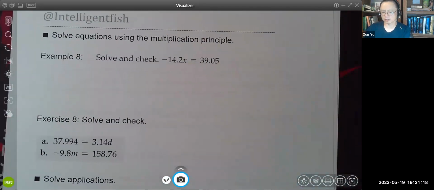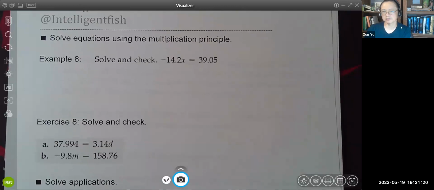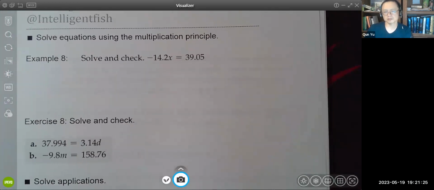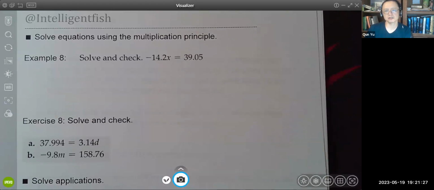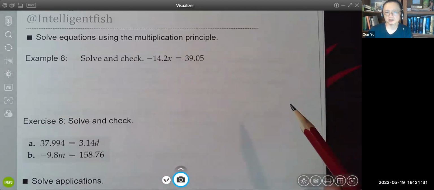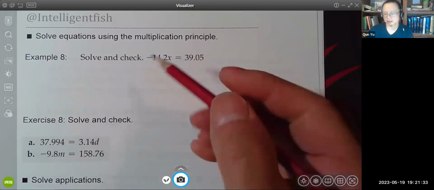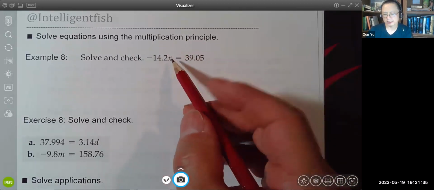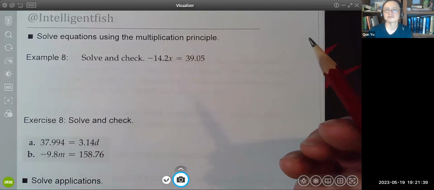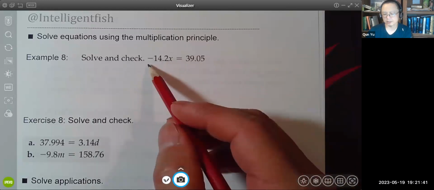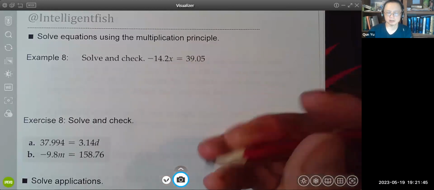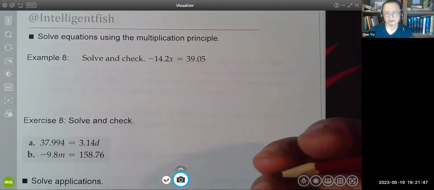Now solve equations using the multiplication principle. Don't worry about the name of this principle. As long as you do it in a logical way, you don't have to know the name of what you do. First, when we solve the equation, we want to have this variable on one side by itself. How do we get rid of negative 14.2? We do the opposite operations to cancel things.